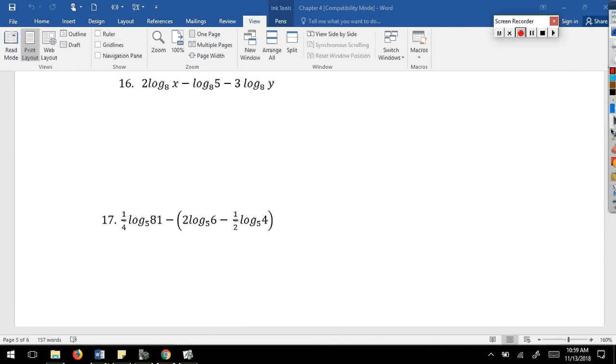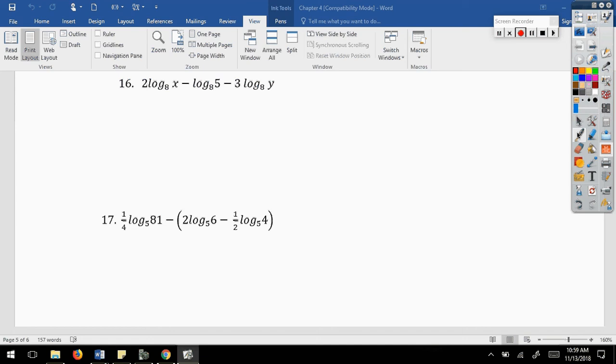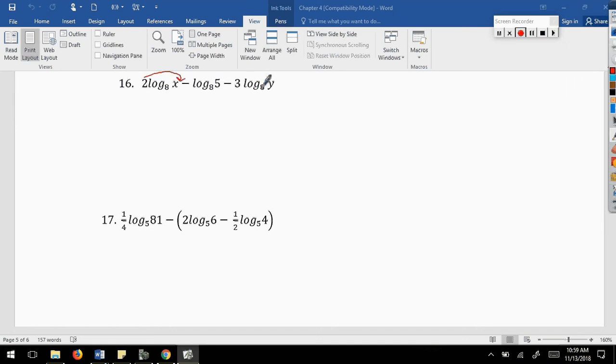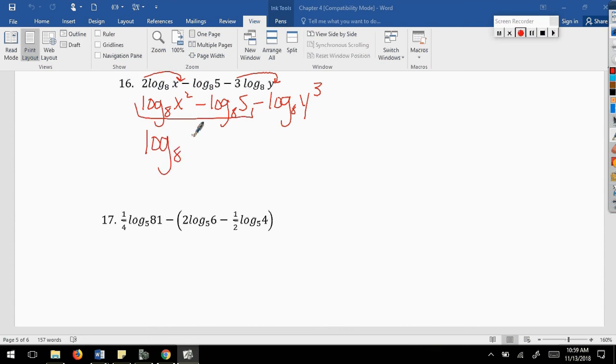Okay, so as I condense, I want to do the exponents first, bring those around if I have any, and I do, so I have log base 8 of x squared minus log base 8 of 5 minus log base 8 of y to the third. And now I want to work left to right, only 2 at a time, so I'm going to divide here since I'm subtracting, so I have x squared over 5, okay?